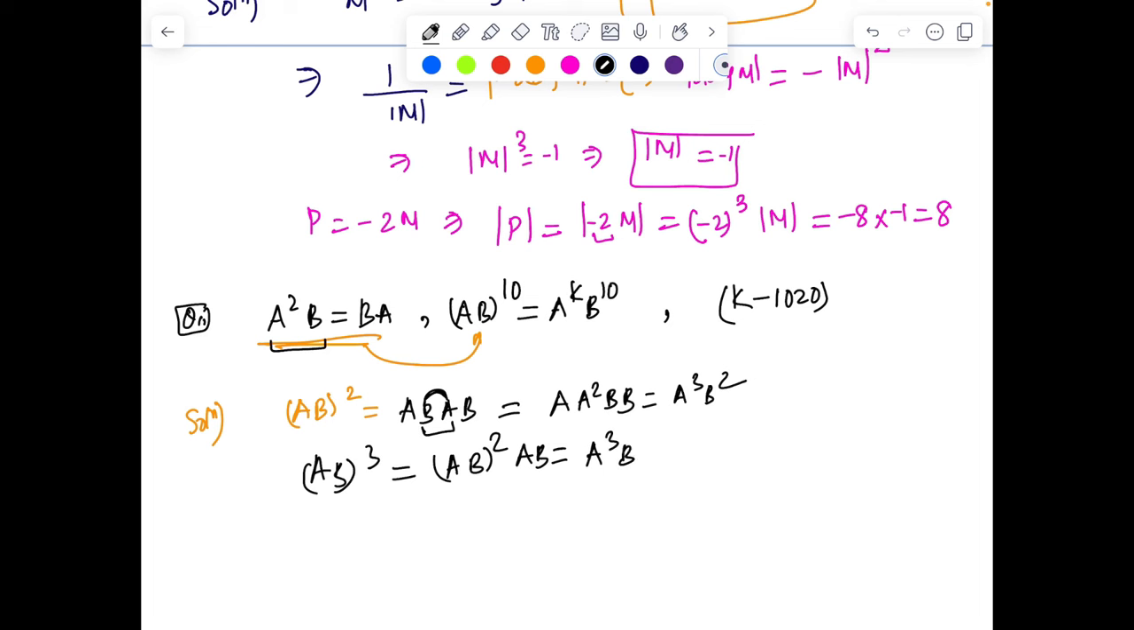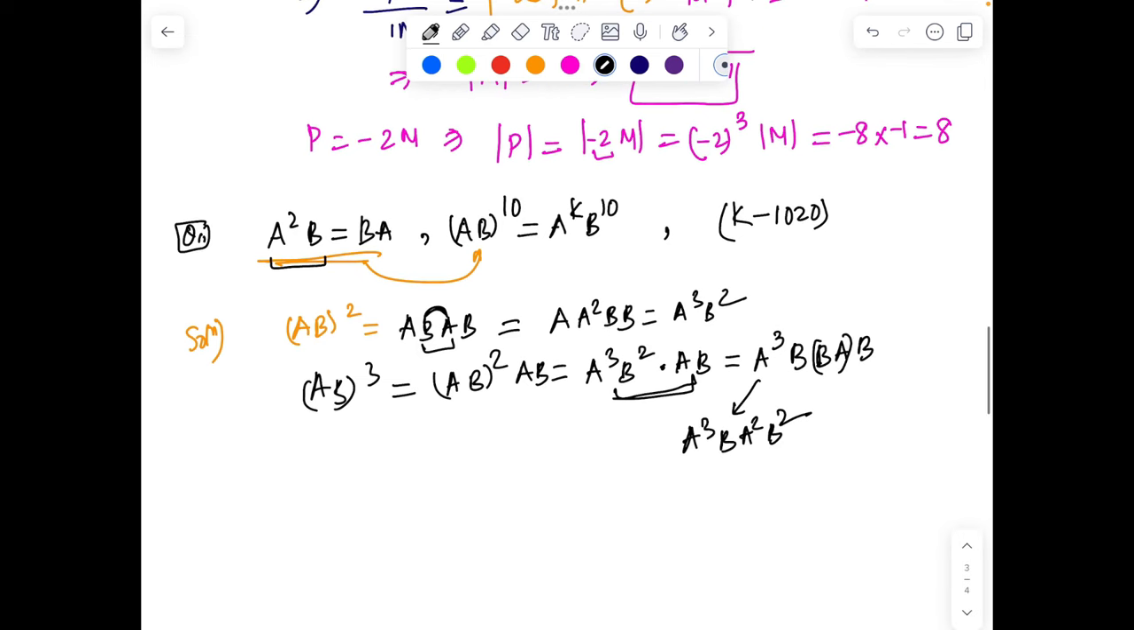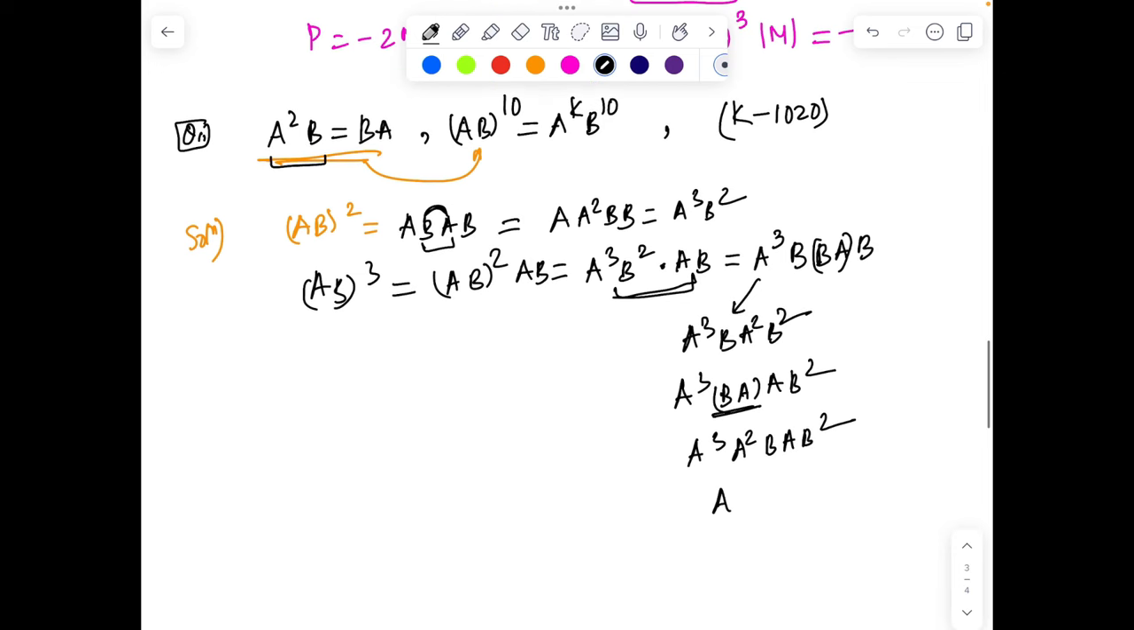Similarly, if you see AB whole cube is going to be A in front of this. So let's write B times BA times B. Now again, BA we can manipulate as A square B times B. Again, we are left with BA. So A cube times BA times B square. BA is again A square B. So we have A square B, A, B square.